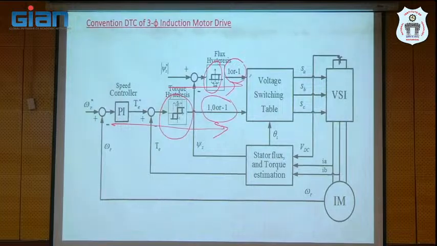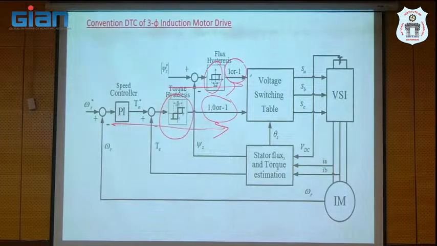If you want to improve the performance, the bandwidth of the hysteresis controller should be 10% of the rated torque. Next, for the flux hysteresis band, you need to take 2 to 3% of the rated flux. If the rated flux is 1 Weber, the hysteresis band of the flux controller should be 0.1 to 0.2 Weber. So that we can control the switching frequency. The switching frequency also will not go beyond a particular value. If you take care of the hysteresis levels, we can control the switching frequency.